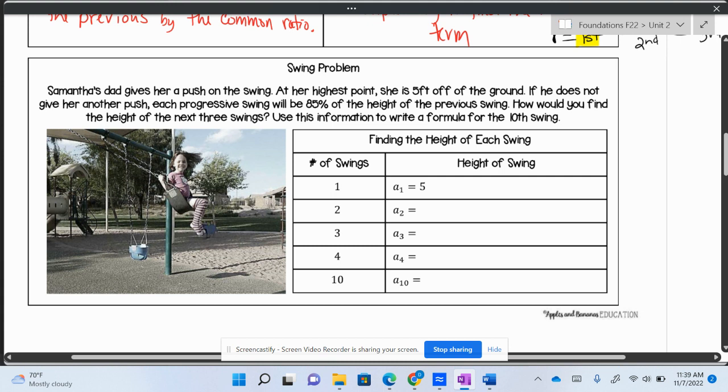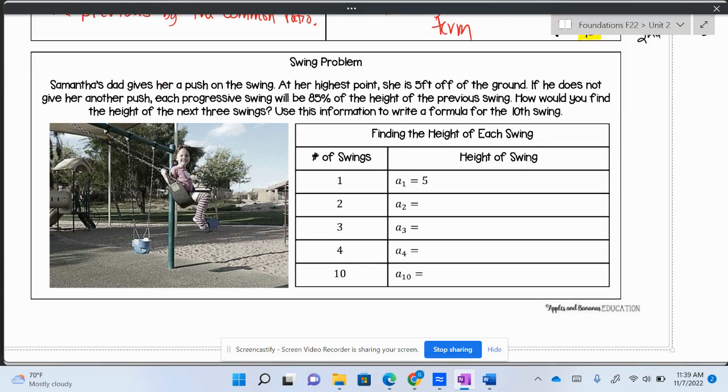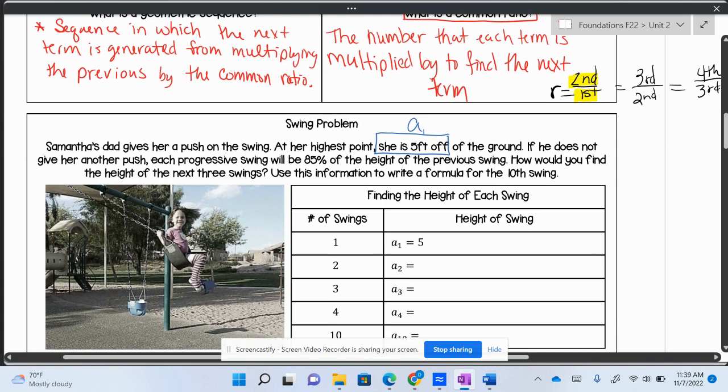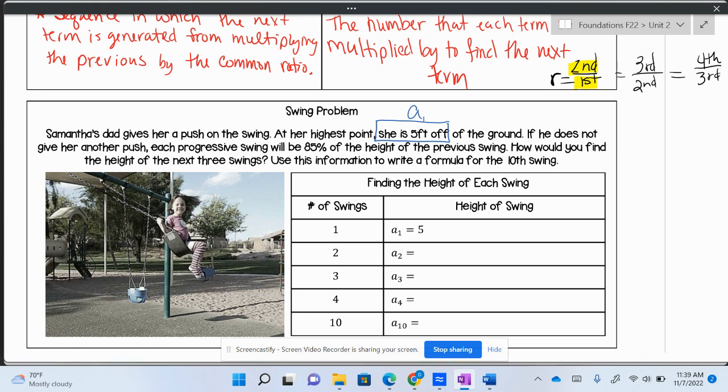Okay. So let's talk about Samantha on her swing. Samantha is swinging, and it says at her highest point, she's 5 feet off the ground. This is her first height measurement, the first distance she is off the ground. So the first term is 5. It says if he does not give her another push, each progressive swing after that will be 85% of the height of the one before that.